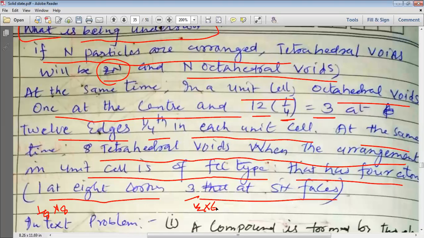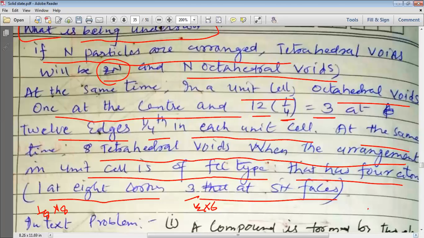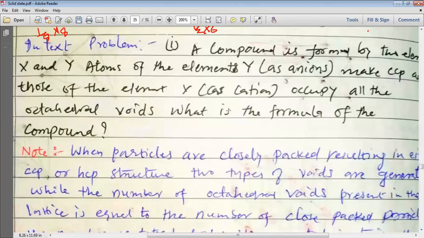And if we have 4 such particles, my dear students, we can easily understand that out of all those 4 particles, we will have 4 octahedral voids and 8 tetrahedral voids. So by using this knowledge, my dear students, now we can easily solve the problems. So let us solve one problem.